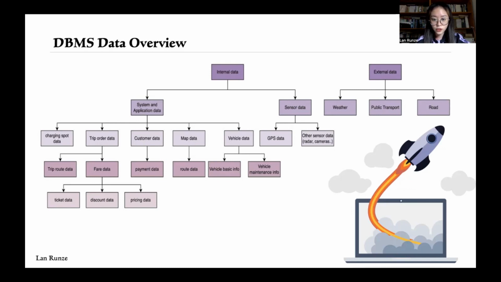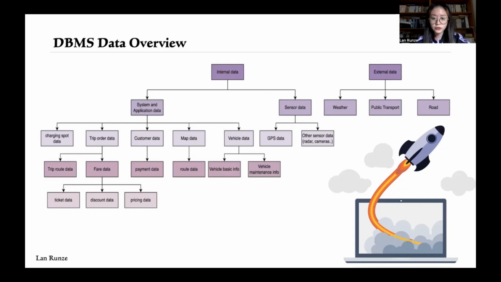Customer data includes information on each customer, such as personal details, payment information, travel history, and customer feedback. Trip order data includes information on the trip route, fare, and other relevant details for each customer booking. Thus, the fare calculation algorithm in the system can calculate the fare based on a variety of factors, such as distance, time, demand, and other pricing conditions, for example, discounts. And the charging spot data includes information such as location, availability, and capacity of charging spots for the AEVs. This can be collected from charging spot providers.